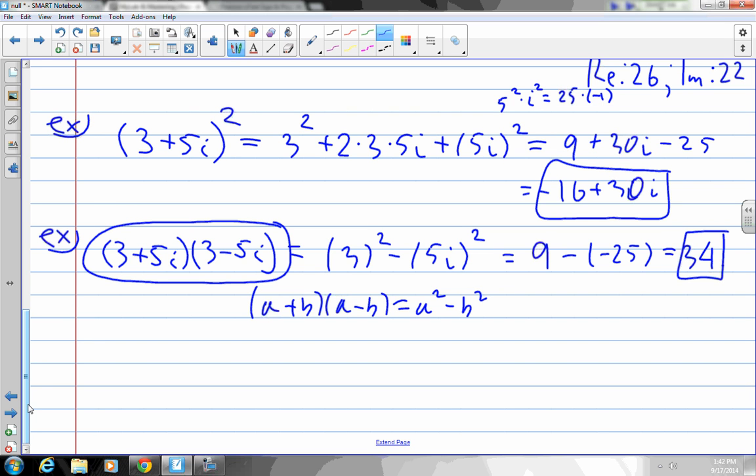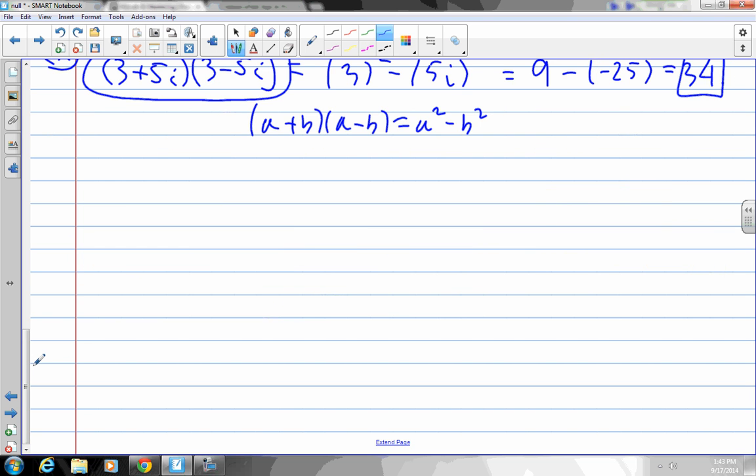Yeah, the conjugates. They differ by a sign in the middle. That's a fancy term for that. If you have two numbers that differ by a sign in the middle, we call them conjugates. In this case, if two numbers have the same real parts but opposite imaginary parts, they're called complex conjugates. And every time you multiply complex conjugates, you're going to get yourself a real number in the end. And not just a real number, a positive real number.